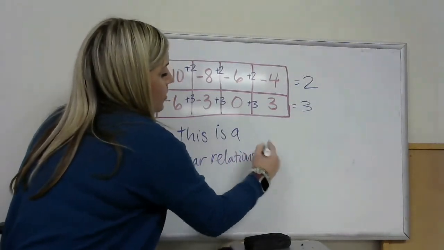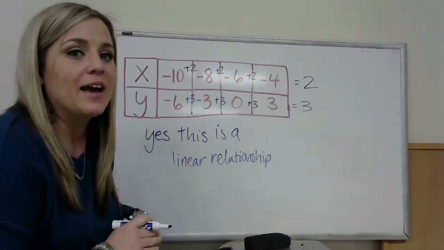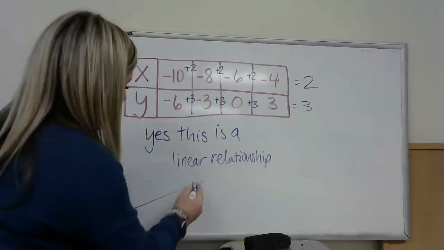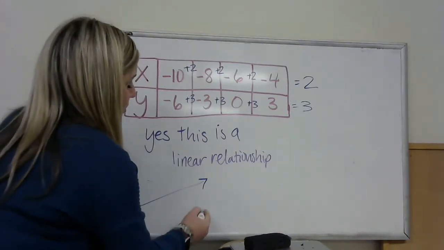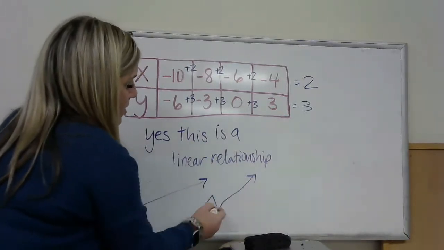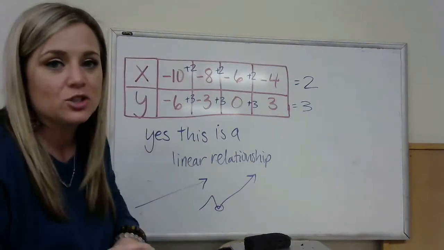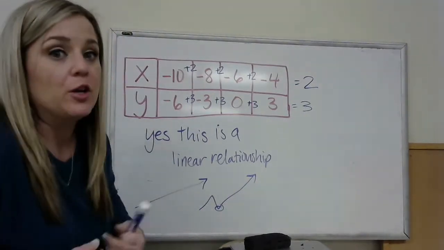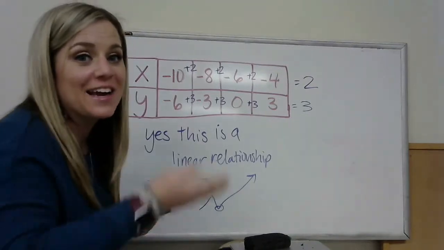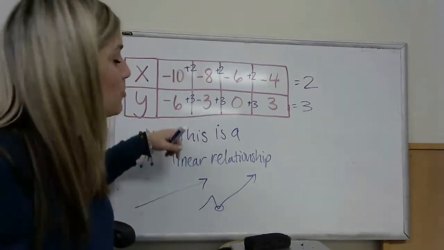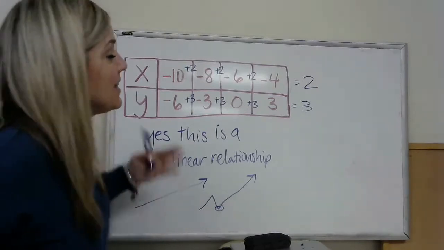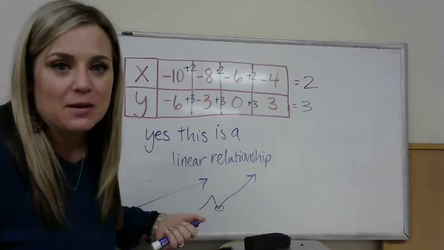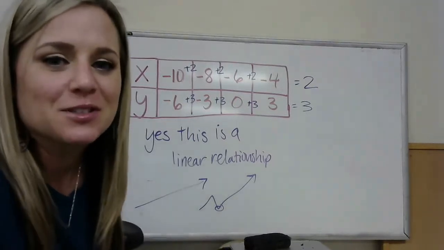You can also graph these, and if it makes a straight line, then you know that this is a linear relationship. If it goes like this, that is not a straight line. That would not be a linear relationship. So if you have graphing paper and you wanted to draw a graph and plot your X's and your Y's, you would see that, yes, this is a linear relationship, okay? So we'll do a couple more examples, so stay tuned.